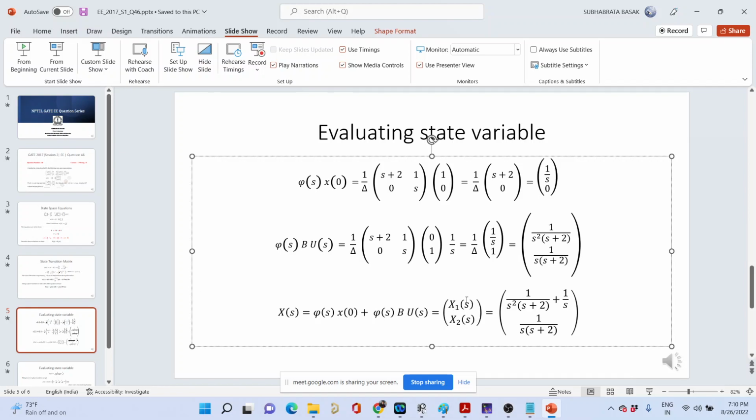In order to find the value of x1 at time t equal to 1 second, we need to take the inverse Laplace of this term, 1 by s square into (s plus 2), plus 1 by s. This term we need to take the Laplace inverse of. So let us do it and see what the answer is.